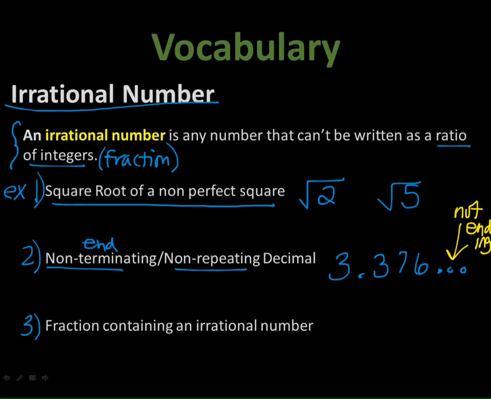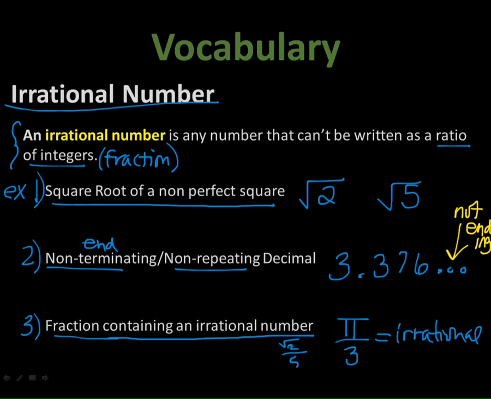And number 3, if you do happen to be given a fraction, if it contains an irrational number, it is also irrational. So make sure you copy that down. Here's an example of what you might see. Pi is one of our most famous irrational numbers. So if you had pi over 3, this whole thing is irrational. If you had a fraction that had a square root of 2, say square root of 2 over 5, because square root of 2 is irrational, the whole fraction is irrational.